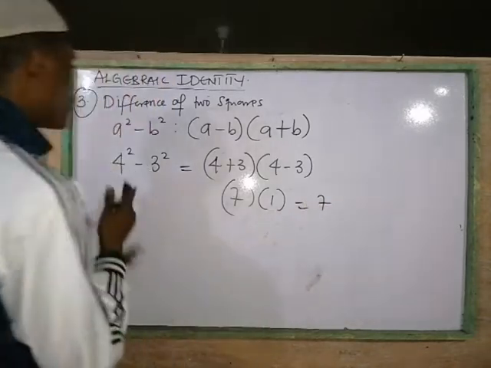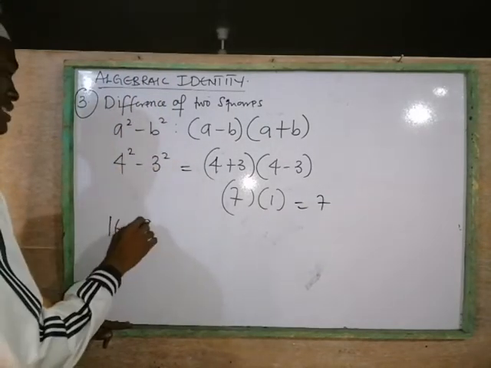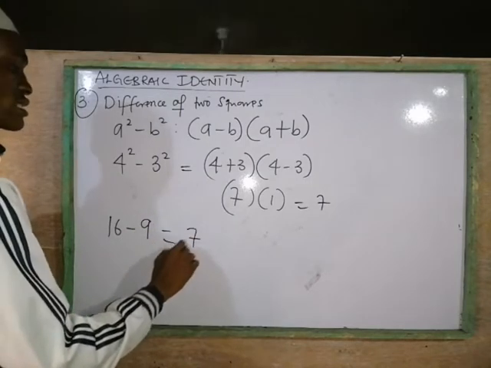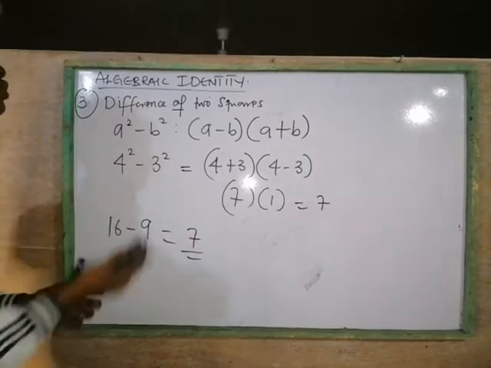7 times 1 is what? Is 7. Even if I do 4 raised to the power 2, that is 16, minus 3 raised to the power 2, that is 9. 16 minus 9 is what, class? 7. So I still have my answer and my value. And that is that on difference of two squares.